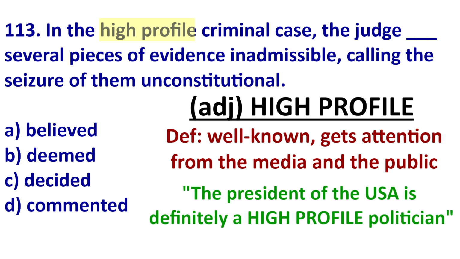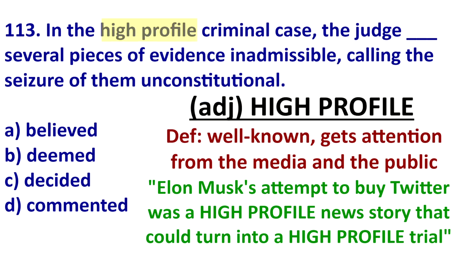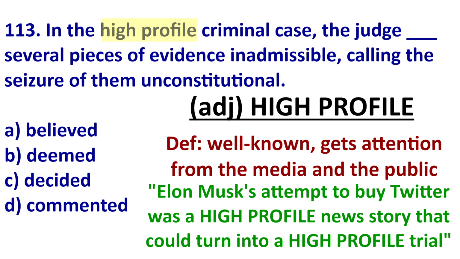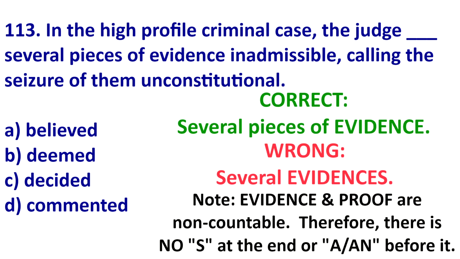For example, the President of the United States is definitely a high profile politician. Or Elon Musk's attempt to buy Twitter was a high profile news story that might turn into a high-profile trial. Okay, the next term is when it says several pieces of evidence, not several evidences. This is because evidence is a non-countable noun. It can't have an S or an "a" before it.